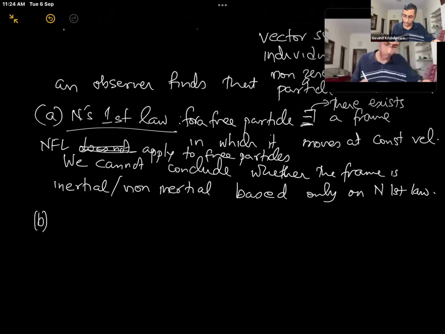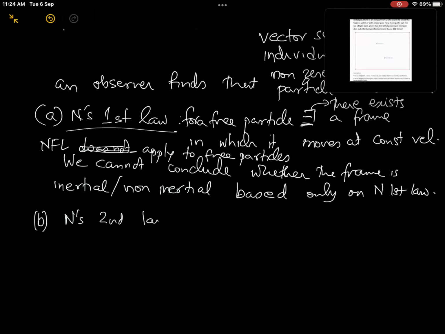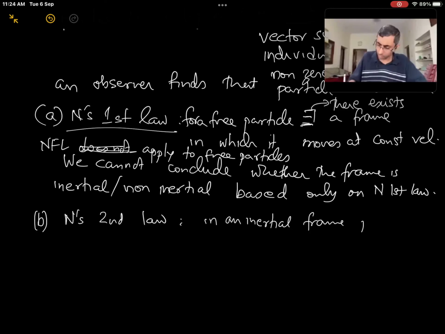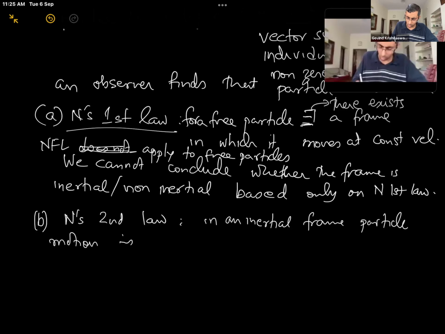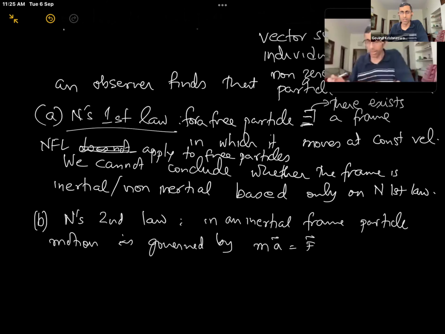Okay, then the last part, which is B, that is, we have Newton's second law also available at our disposal. So let me just summarize Newton's second law over here. It would say that in an inertial frame, particle motion is governed by mass times acceleration is equal to the force. I can say this in a better way perhaps, but this is the essential statement, that in an inertial frame, the mass times the acceleration is equal to the force.